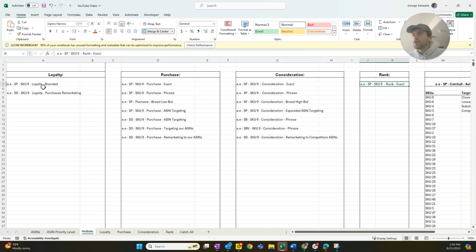So you have loyalty, where you're targeting branded shoppers, people that are searching for your branded terms. Purchases remarketing, where you're gonna be going after people who've previously bought. You have sponsored products exact and phrase targeting, going after specific terms, broad with a low bid. ASIN targeting, targeting our own ASINs within sponsored display as well. And that's gonna be cross-selling and upselling.